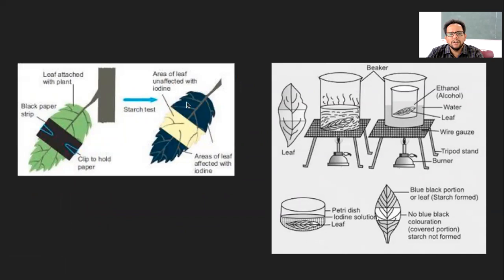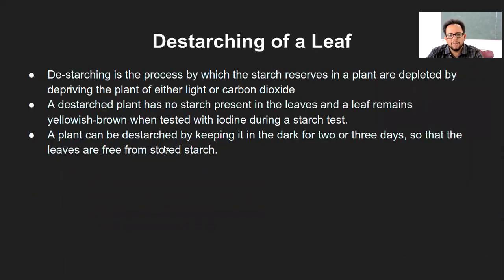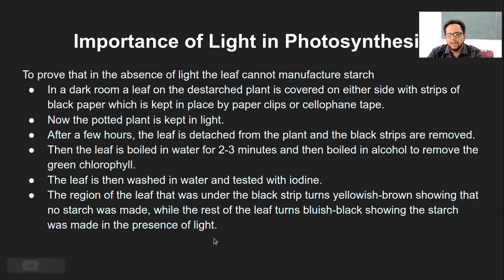While on the contrary, the area which was exposed to sunlight, which is outside the strip, actually turns bluish black. So that is the complex of iodine and starch, which shows a different coloration, that is bluish black. That means there is presence of starch.